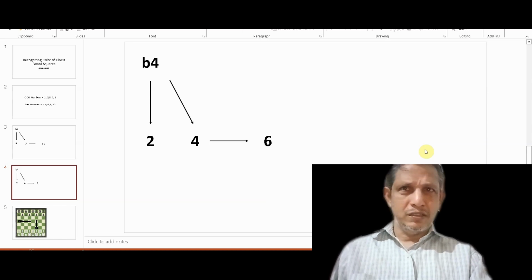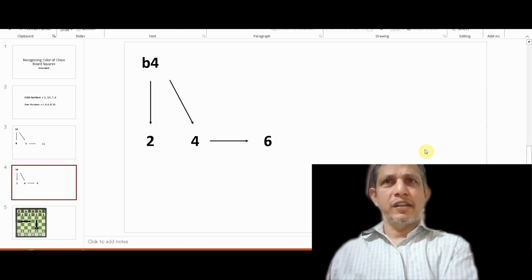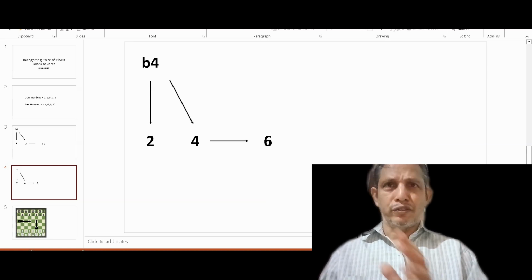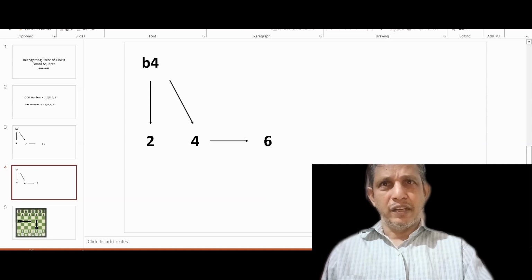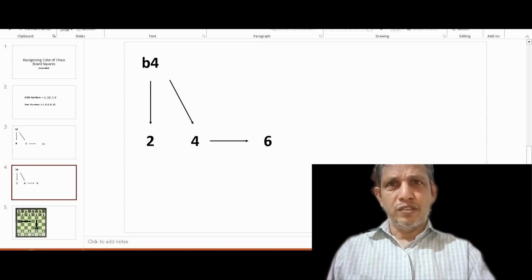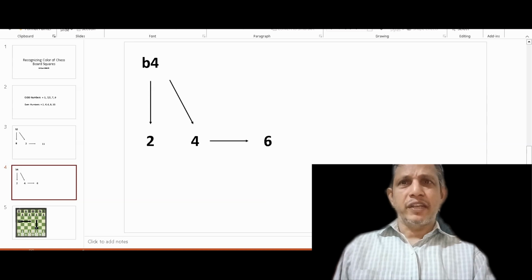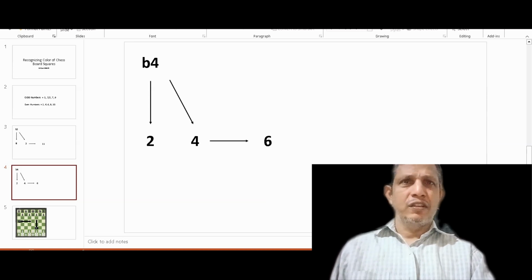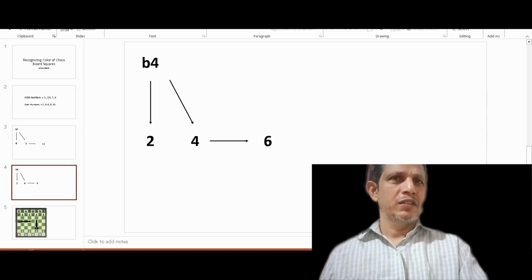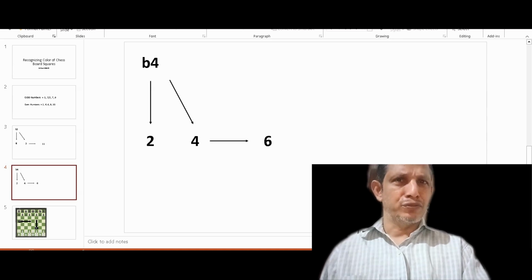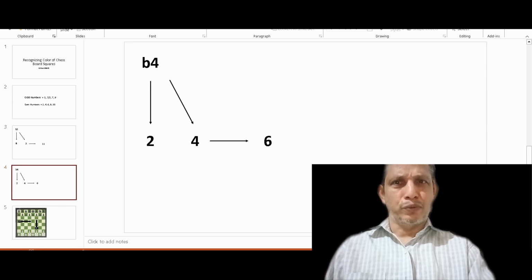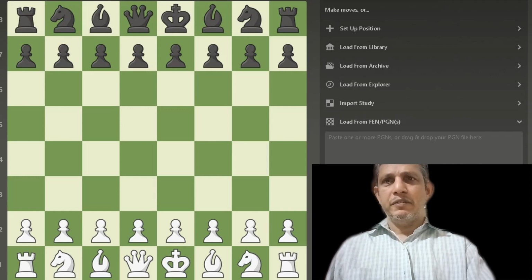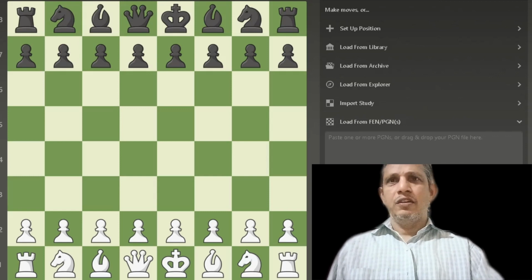So B4. B comes from the left to right. Sorry, B is the second file, and the rank is 4. Since it is second, we assign number 2 to B, and 2 plus 4 is 6, which is an even number. So this is going to be a dark square. Let's see that. B4 is a dark square.